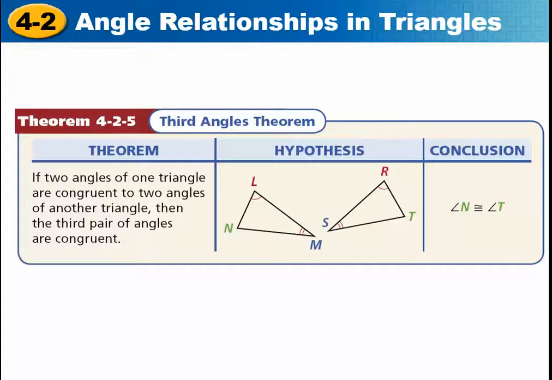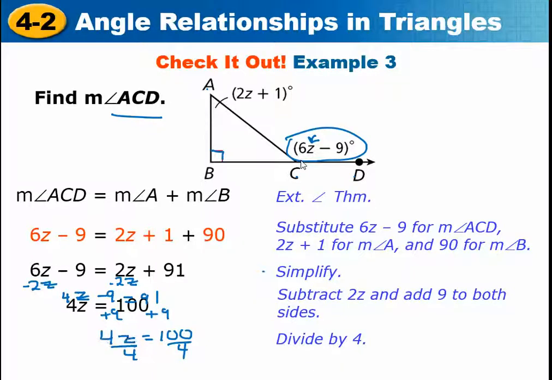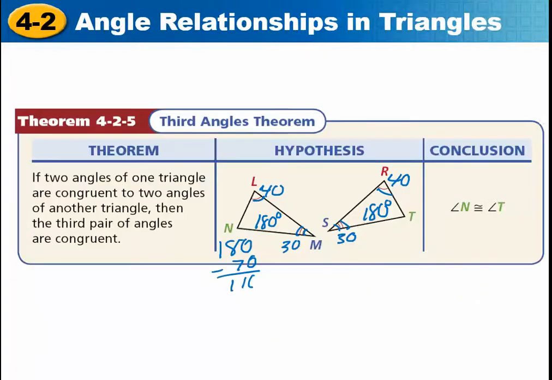If the sum of all the angles has to be 180 degrees, and you already know that, let's say both of these are 40 and both of these are 30. So I've used up 70 out of my 180. So I must have 110 degrees left. And the same thing would happen over here. I'd have 180 minus 70. So the third angles of both of them would be 110 degrees.